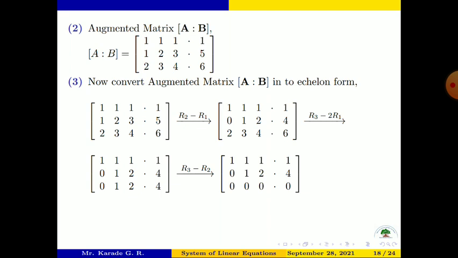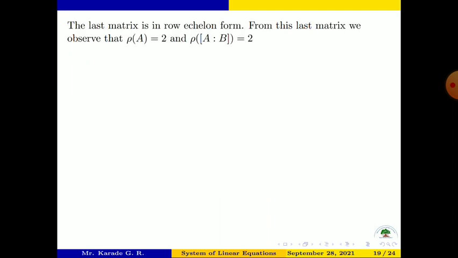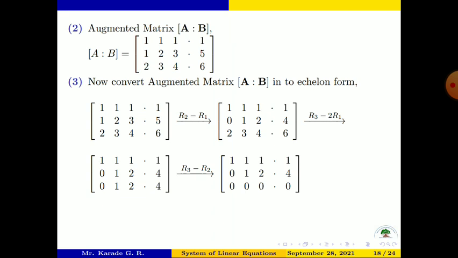Now this last matrix is in echelon form, and we have some concluding part. So the last matrix is in row echelon form. From this last matrix, we observe, what is the rank of matrix A? Rank of matrix A is 2. And what is the rank of augmented matrix AB? The rank of augmented matrix AB is again 2. Both the ranks are same, but this same rank 2 is strictly less than the number of variables. So how many variables are there? There are 3 variables and the same rank is 2.